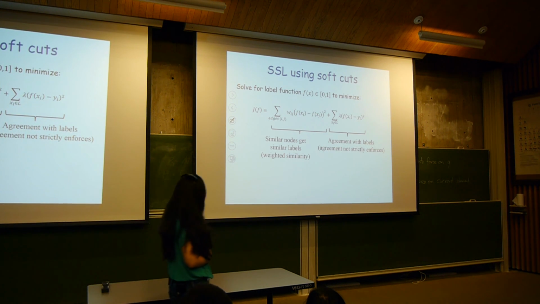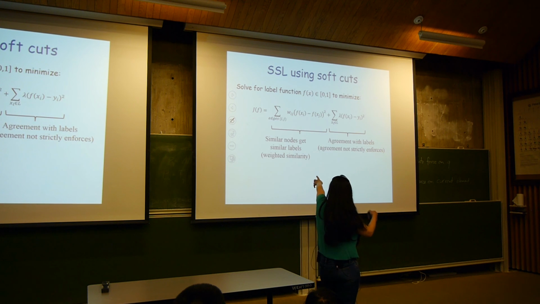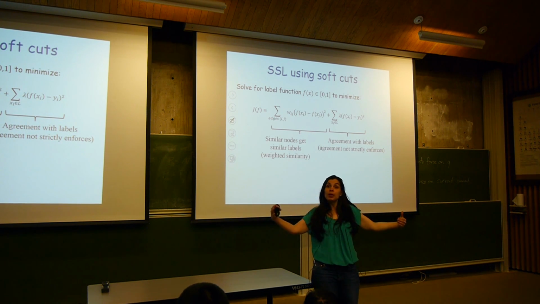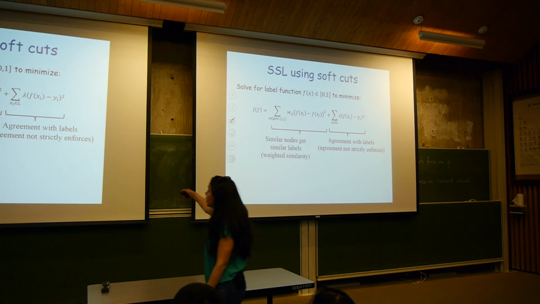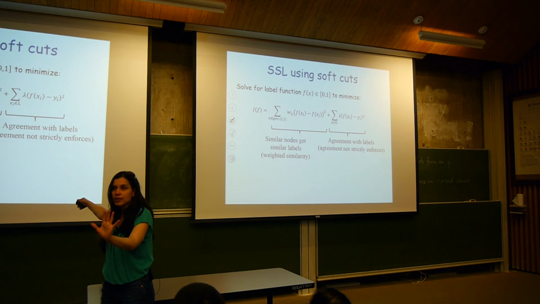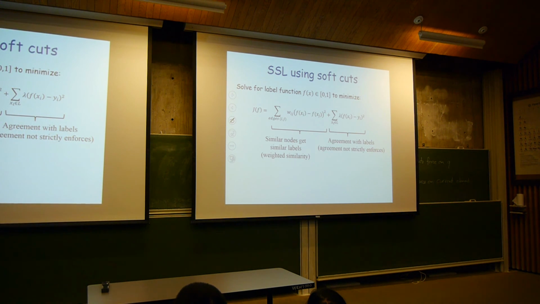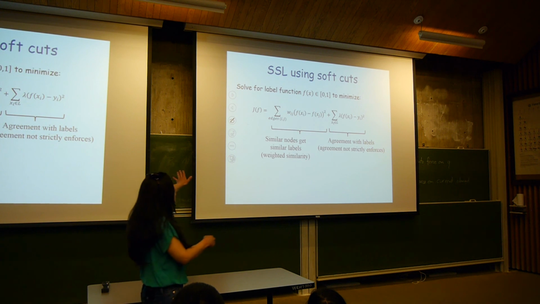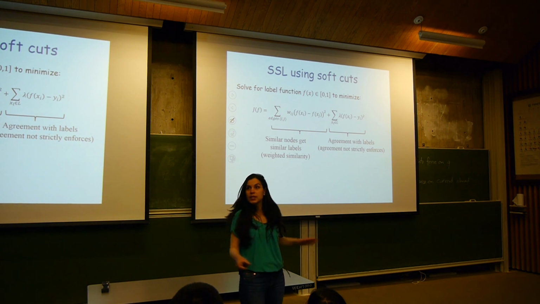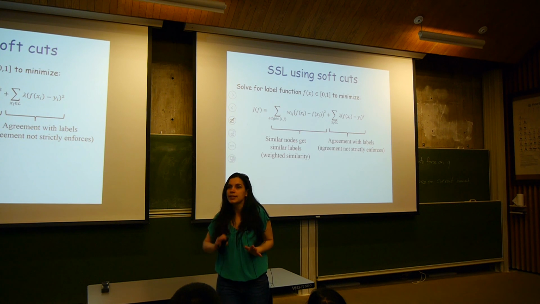Then given this, the objective function that they solve for is trying to find the soft labeling of the graph that enforces some agreement with the labels, although not strict enforcement, and has the property that similar nodes get similar probabilistic labels. It turns out that you can solve for this soft labeling by using a system of linear equations. And again, Travis will discuss that.